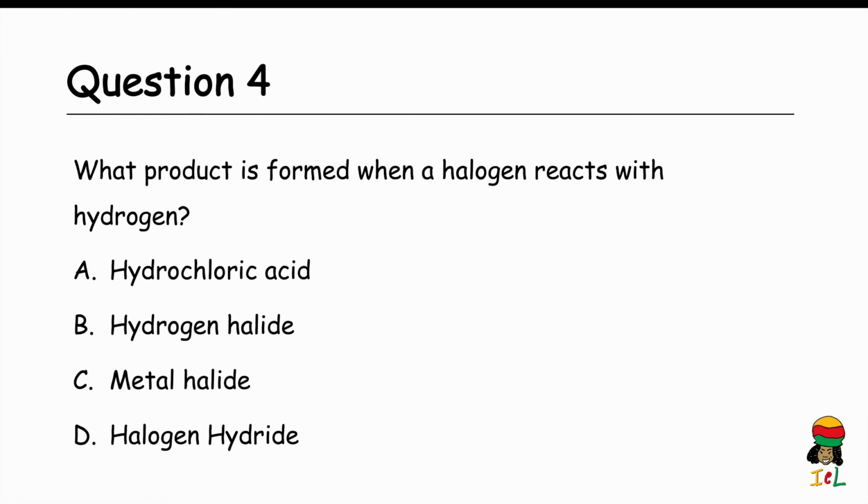Question 4. What product is formed when a halogen reacts with hydrogen? A. Hydrochloric acid, B. Hydrogen halide, C. Metal halide, D. Halogen hydride. The answer is B. Hydrogen halide.